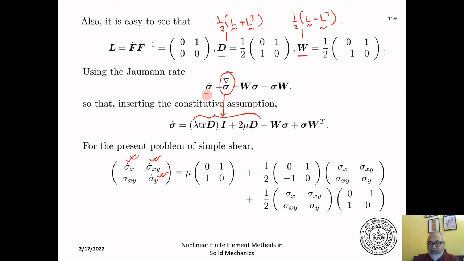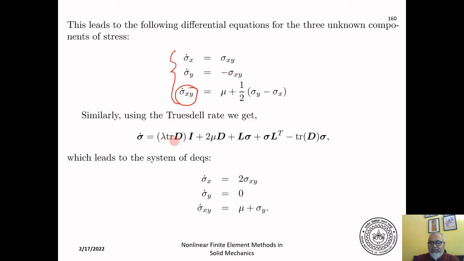To calculate sigma dot, here we use the Truesdell rate. In place of this, we use Truesdell. And when we use the Truesdell rate, this equation will change. The sigma dot expression will change. You can work out the expression. This is the Truesdell rate. And here I have again used the same constitutive equation.